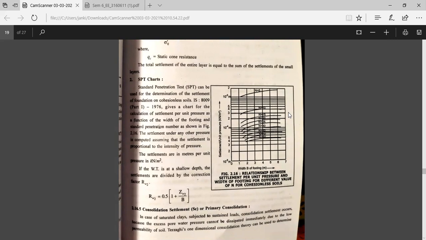In IS 8009 Part 1, a chart is given for the calculation of settlement per unit pressure as a function of the width of the footing and the standard penetration number, as shown in the figure. The settlement under any other pressure is computed assuming that the settlement is proportional to the intensity of the pressure, so the settlements are in meters per unit pressure in kilonewton per meter square. If the water table is at a shallow depth, the settlements are divided by a correction factor RW2, where RW2 is equal to 0.5 (1 + ZW2/B).